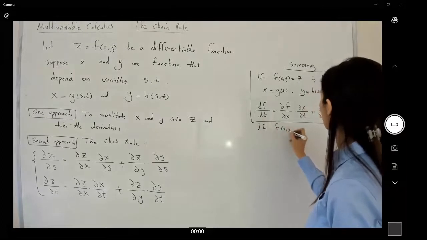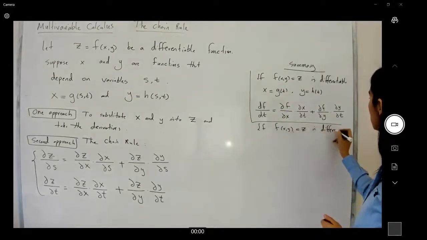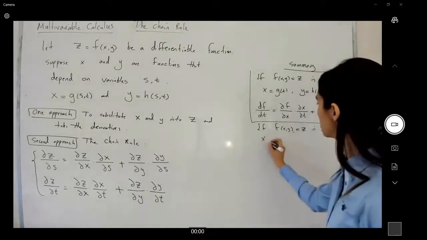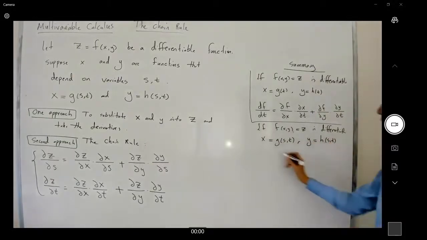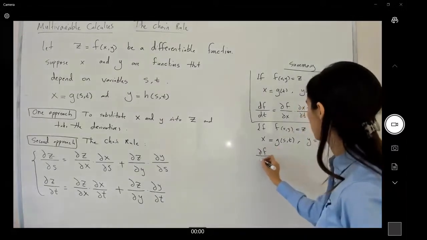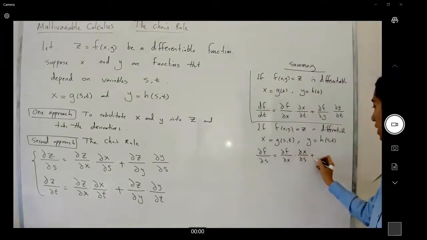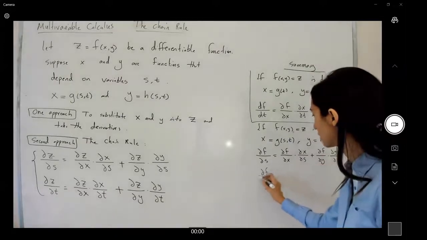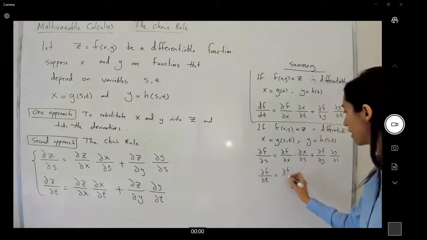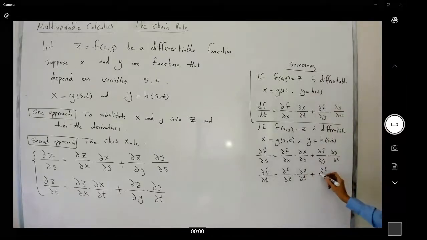If f of x and y is equal to z is differentiable, and x is g of s and t, y is defined as h of s and t, then the partial derivative of f with respect to s is partial derivative of f with respect to x times partial derivative of x with respect to s plus partial derivative of f with respect to y times partial derivative of y with respect to s, and then partial derivative of f with respect to t is partial derivative of f with respect to x times partial derivative of x with respect to t plus partial derivative of f with respect to y times partial derivative of y with respect to t.